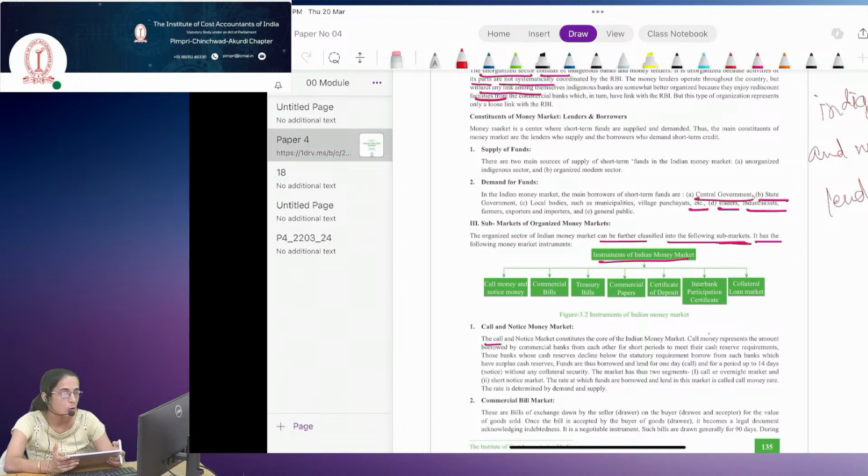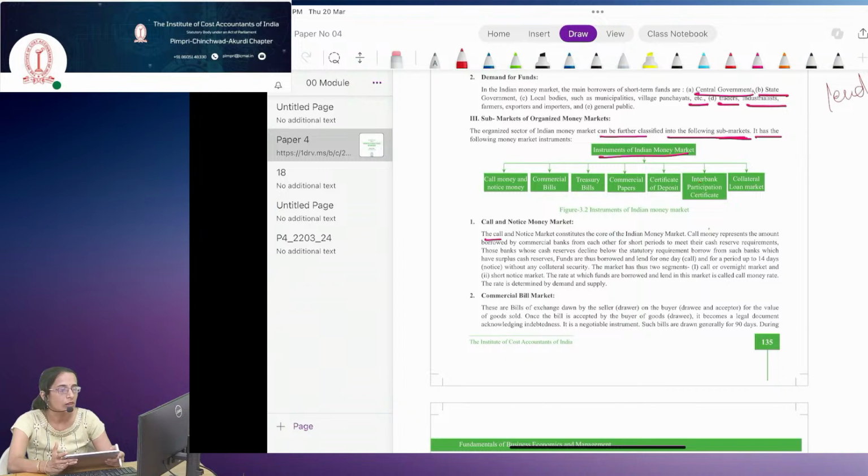First one is call money and notice money. Second one is the commercial bill. Third, treasury bill. Then we have commercial papers, certificate of deposit, interbank participation certificate, and collateral loan market. Now we will see in detail what are these types of instruments. We'll get to know more about them.